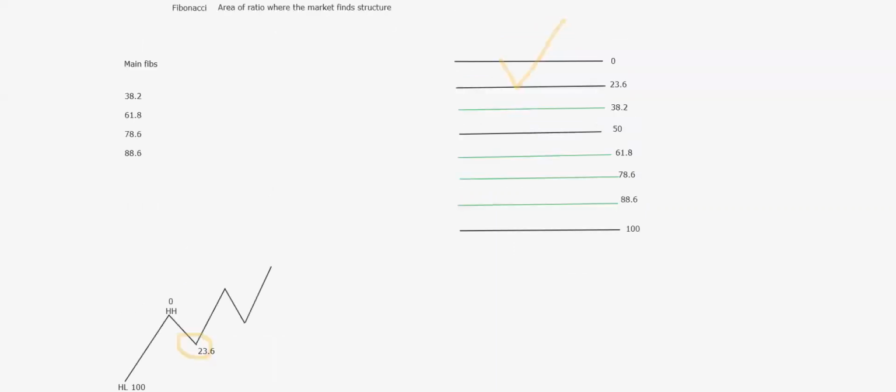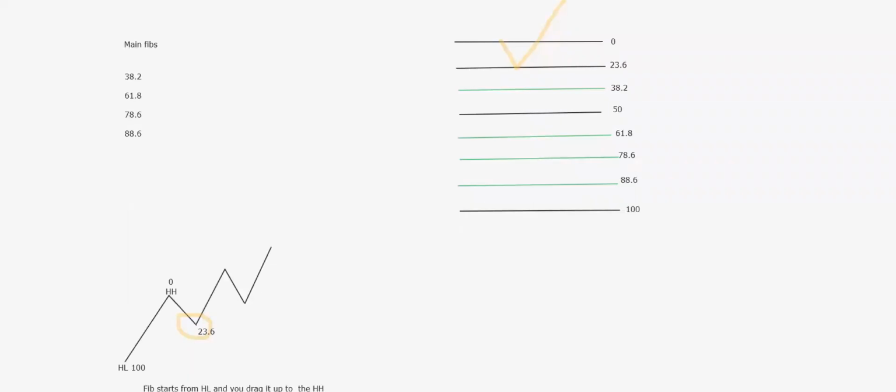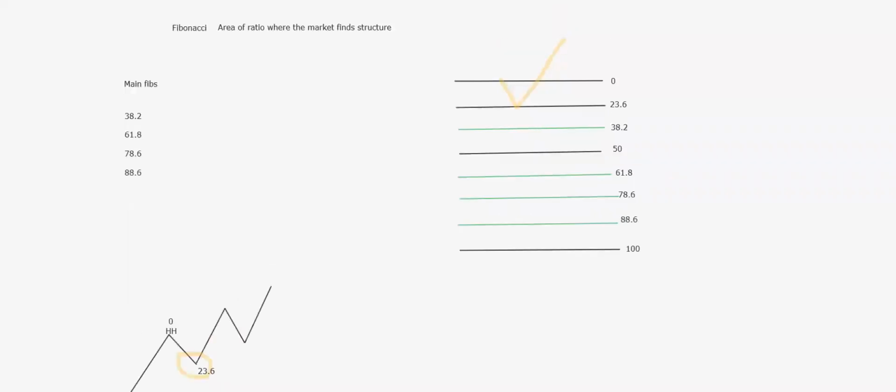When price lands on 23.6, it is not structure, right? Your main fib levels and structure levels are anything 38.2 and below. So if price came to 50%, it will be considered structure, right? It will be considered structure, but it's not part of our main fib level, because in our main fib level, there's something that happens.